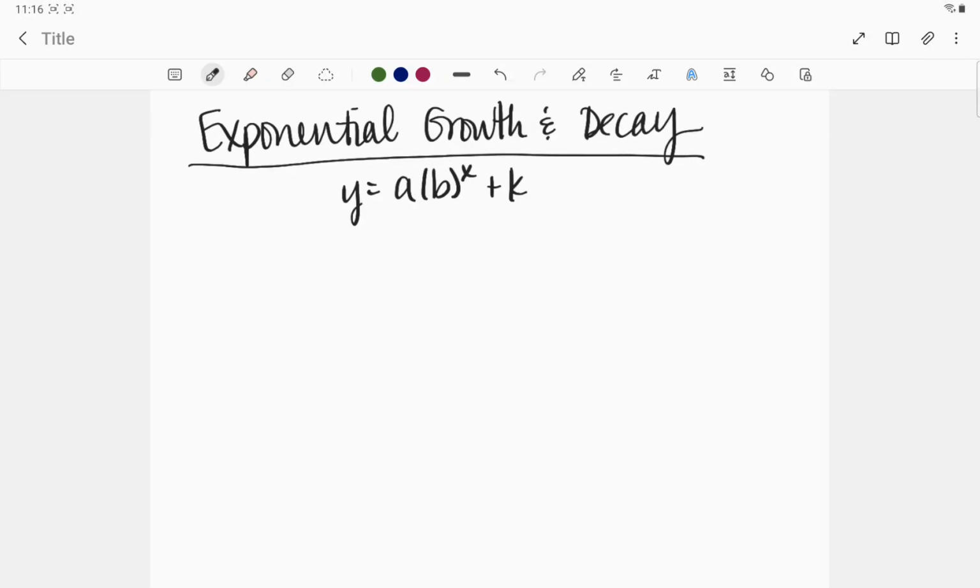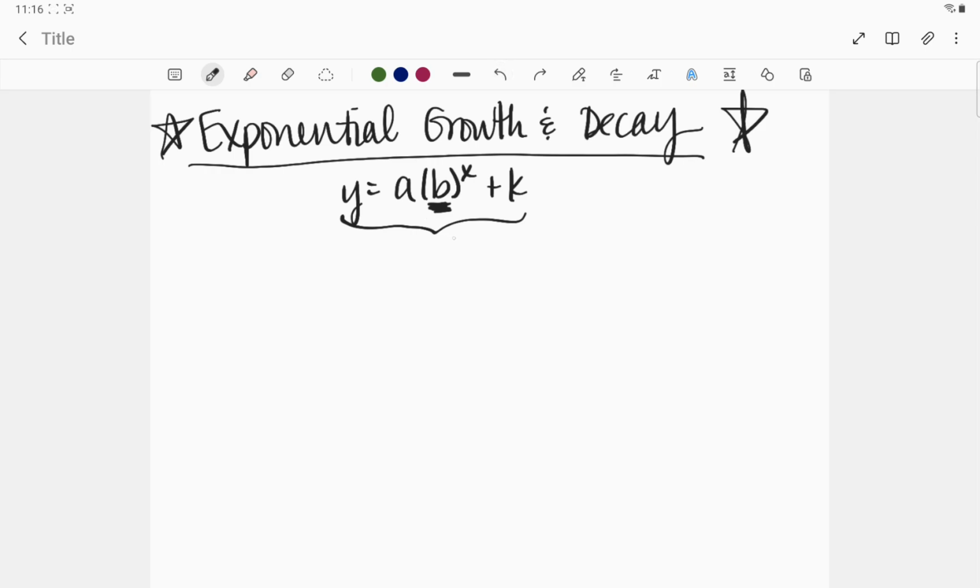Hey, Algebra 2, this video is going to talk about exponential growth and decay problems. So remember that an exponential function looks like this. You've got y equals, the key is that there's this base raised to an unknown power right here, and then it might have a number in front of it, it might not, and then it might have a number out here at the end, it might not.